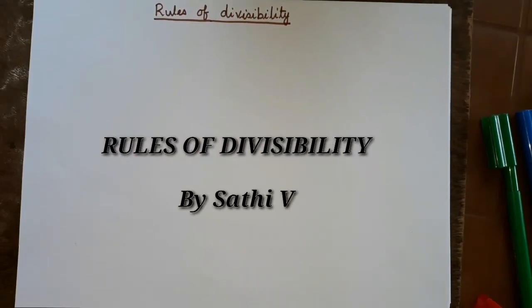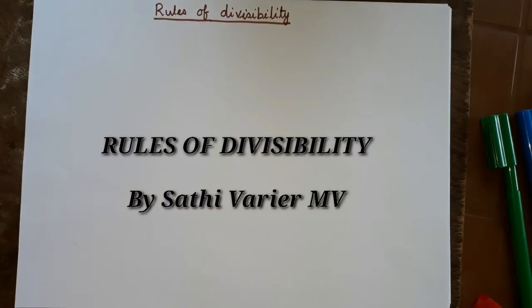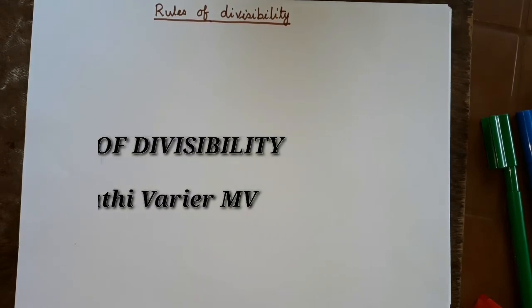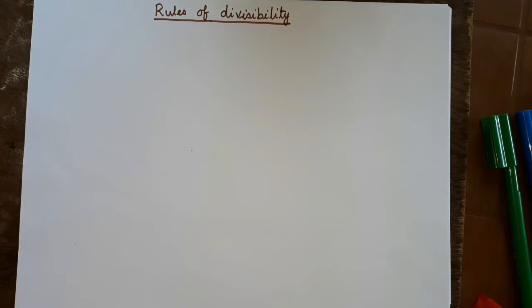Hello children, today we will discuss rules of divisibility, which is in the chapter Factors and Multiples of class 5. Rules of divisibility means if a number is given to us, we have to check whether the given number is fully divisible by the asked number, say 2 or 5 or 10, etc. If it is fully divisible, then the remainder should be equal to 0.